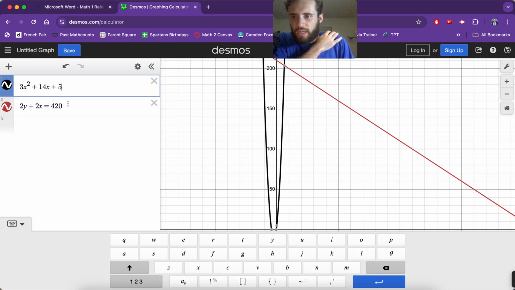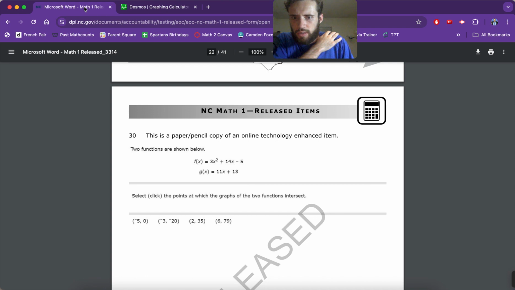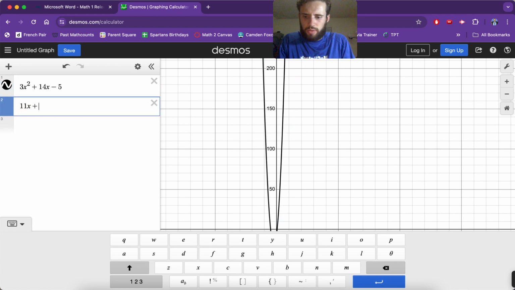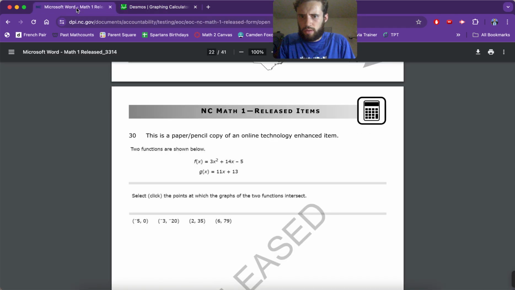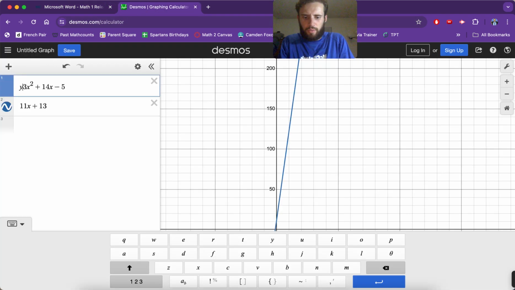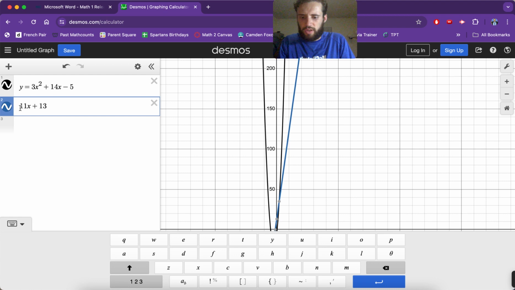But, if you just type them in, it's 1. The other one is 11x plus 13. That's supposed to be minus 5, right? 11x plus 13, is that right? Yeah. And, just technically I should say like y equals or f of x and g of x equal.